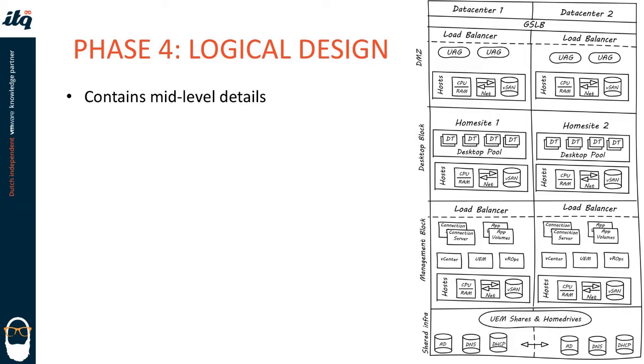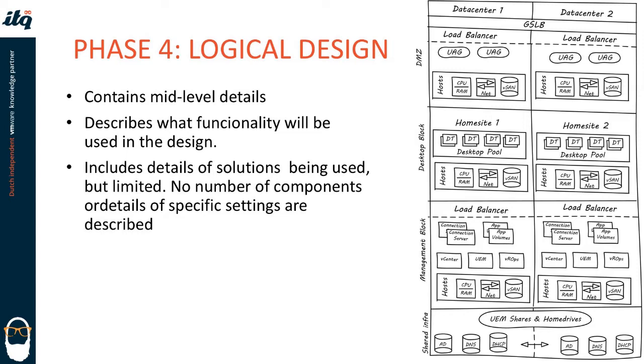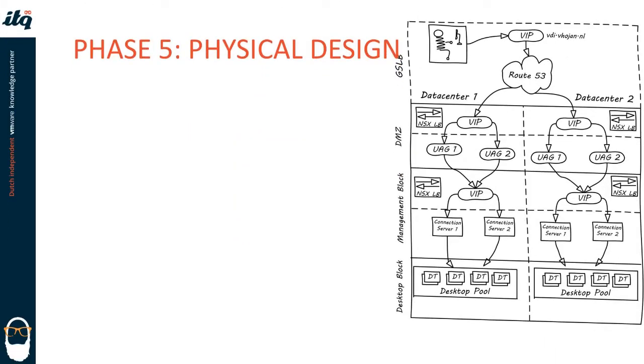But it doesn't contain anything about the number of connection servers. That could either be 7 per site or 2. So it basically describes what the functionality will be in the design. And again, it contains details of the solution, not about stuff like numbers. In the physical design, we do describe stuff like numbers.